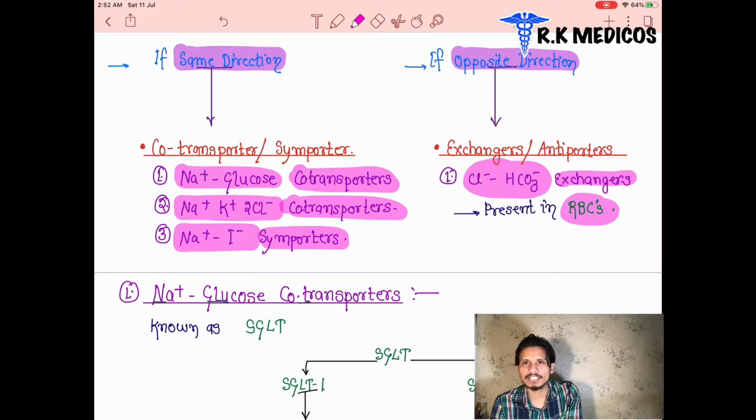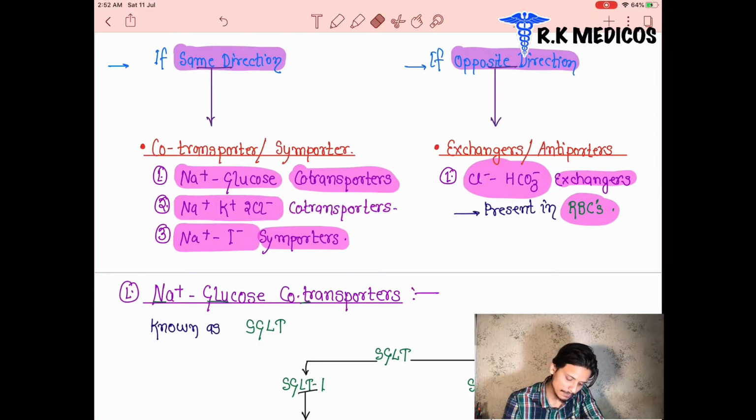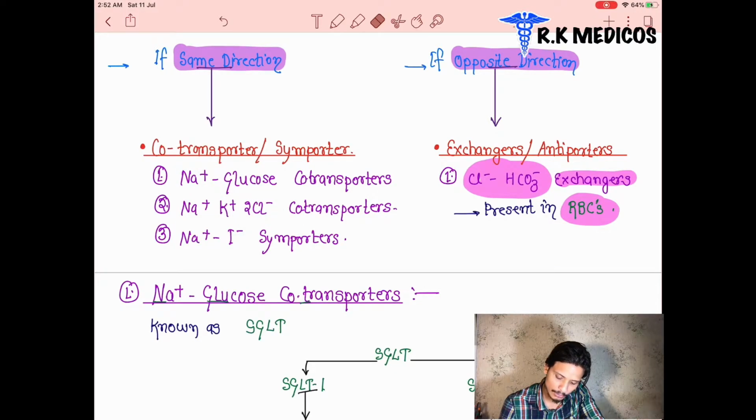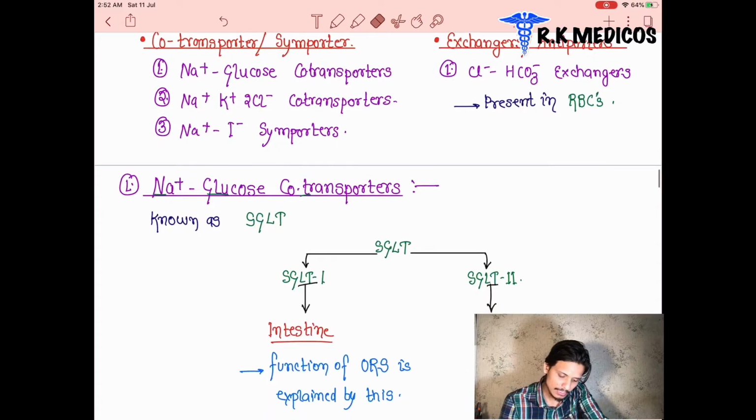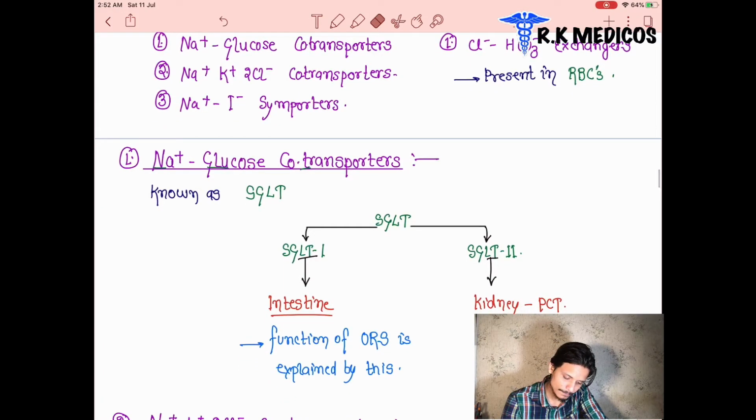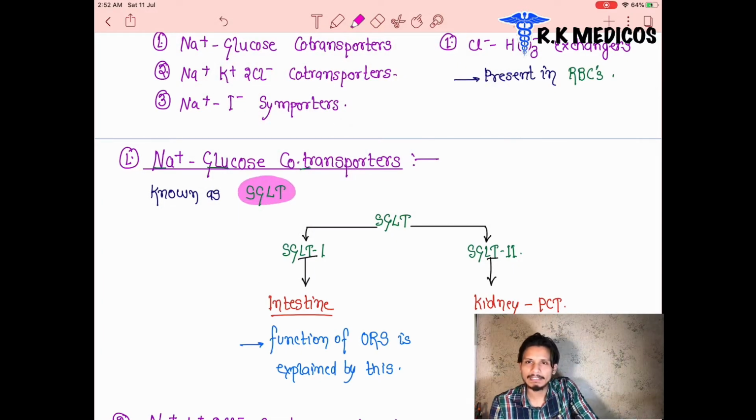And in the antiporter section we are going to discuss the chloride carbonate exchangers. So these are several examples of co-transporters and antiporters. We have to memorize them because they are the most important, and we will discuss further in different sections how these transporters work and where they are located in different parts of our body. Now we are going to see the first one, the sodium glucose transporter, also known as SGLT, the sodium glucose linked transporter.